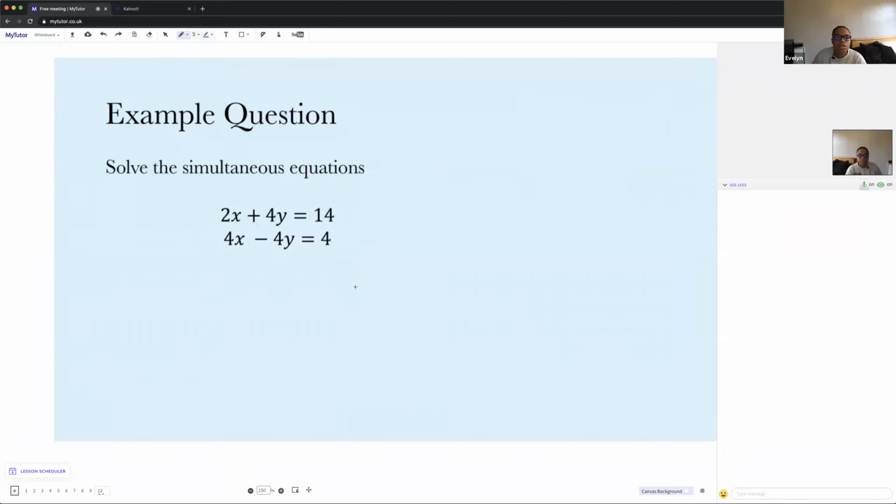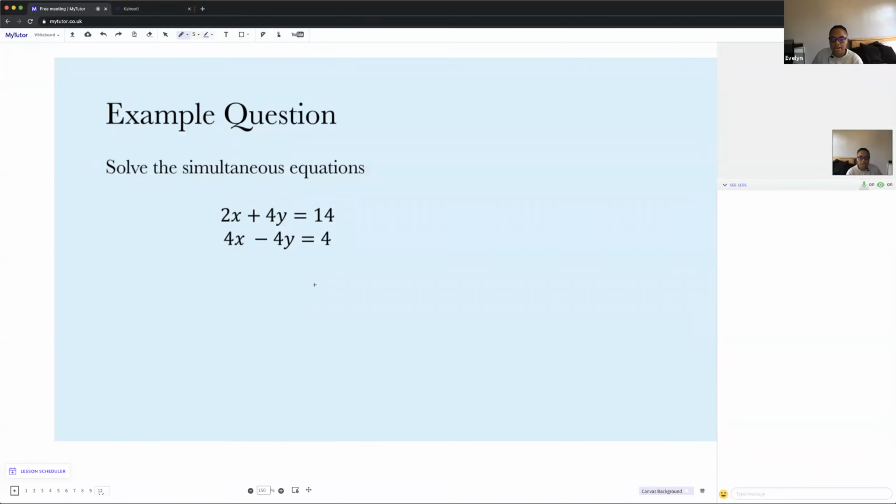First things first, we want to make either our x coefficients or our y coefficients the same number. Now, the x's, one of the coefficients is 2, the other one is 4, so these two aren't the same. But if we look at the y's, we've got 4 and we've got -4. They have the same actual number, 4 and 4. We don't need to multiply or anything with our equations. We're going to leave it just like this for the moment.